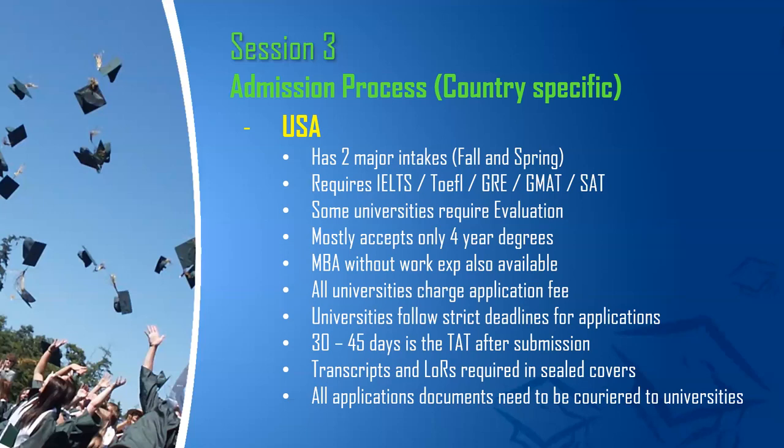Now, when I'm talking about deadlines, there are three kinds of deadlines that you need to keep a watch on: the early bird deadline, the regular deadline, and the rolling admissions. Now, please note, early bird deadline will always be 3 months ahead of the regular deadline. So, for example, if your regular deadline is March, then your early bird deadline would somewhere be in December, January.